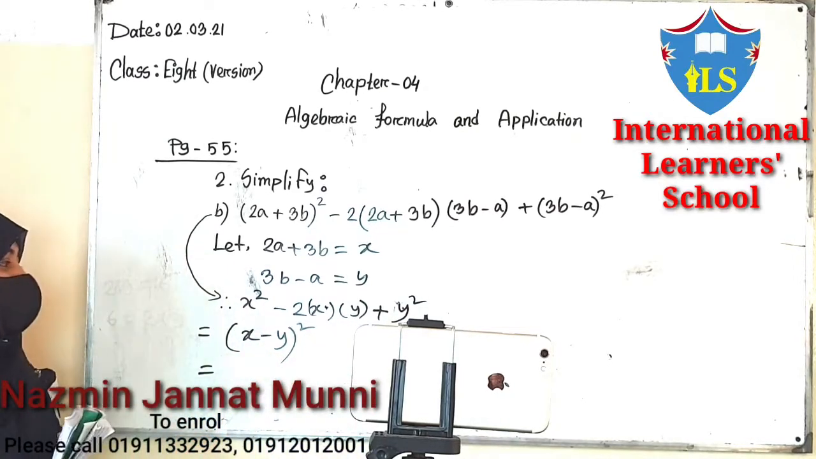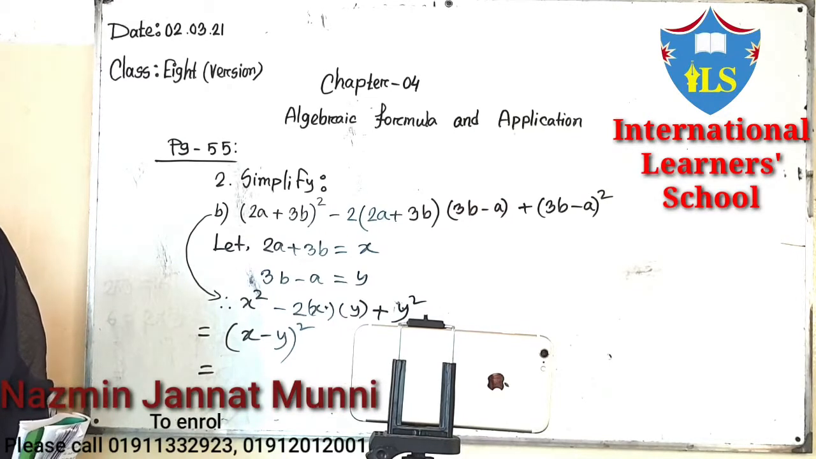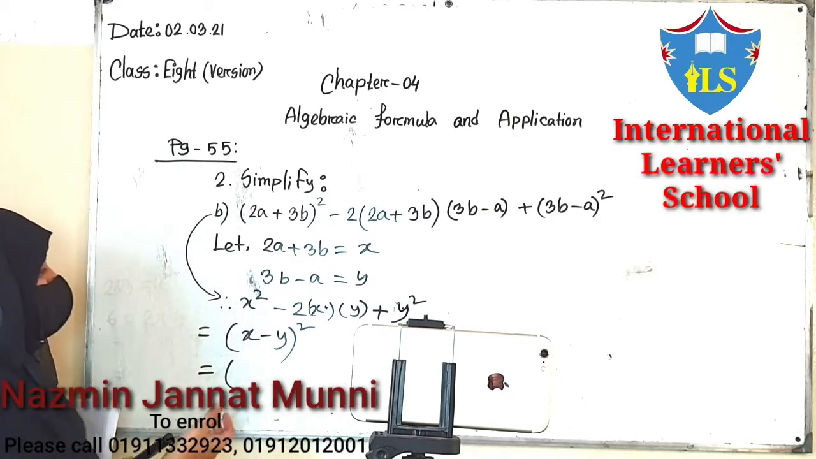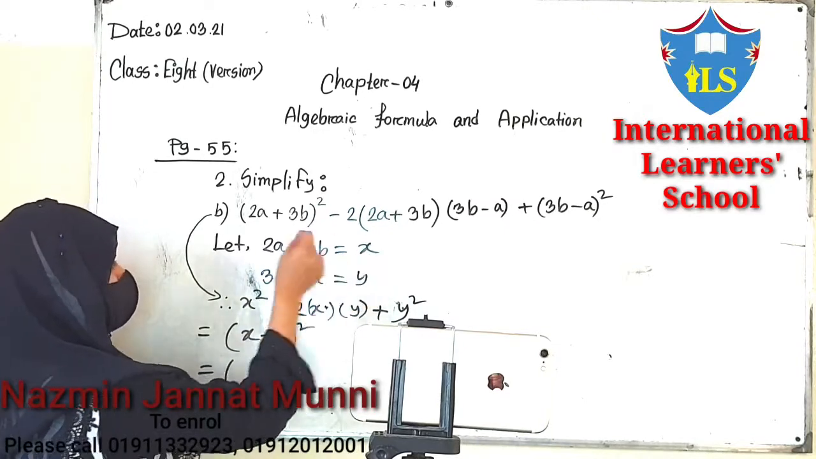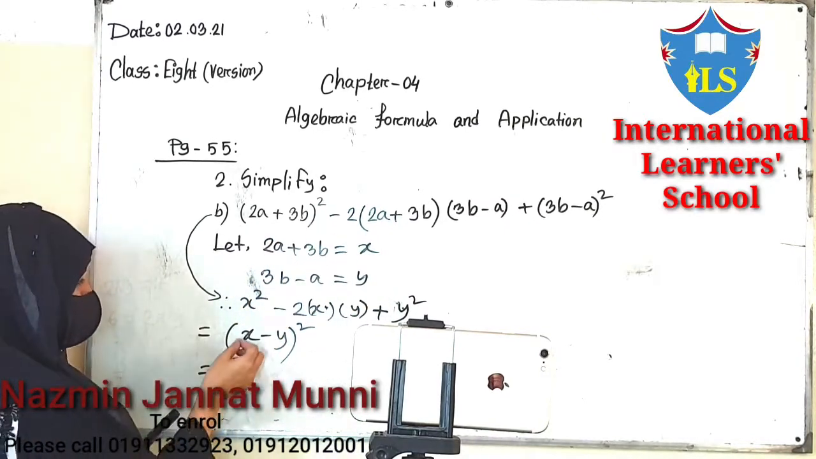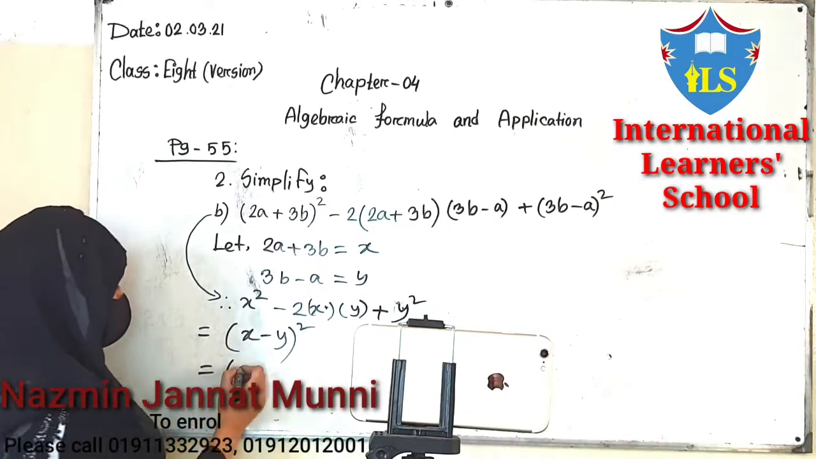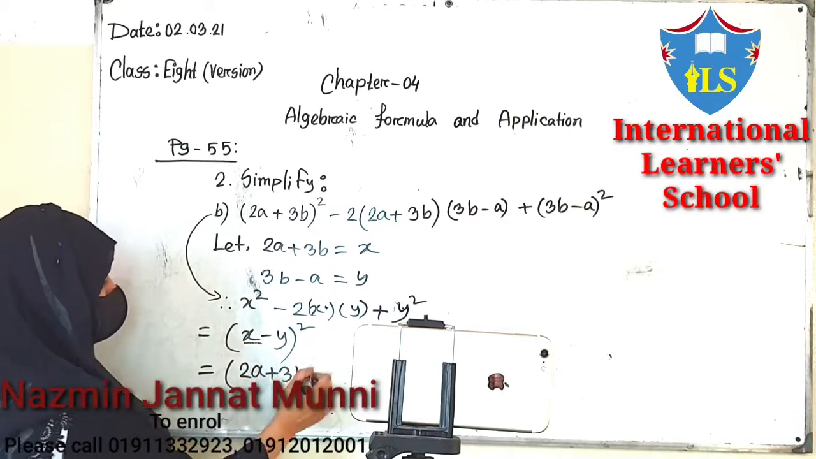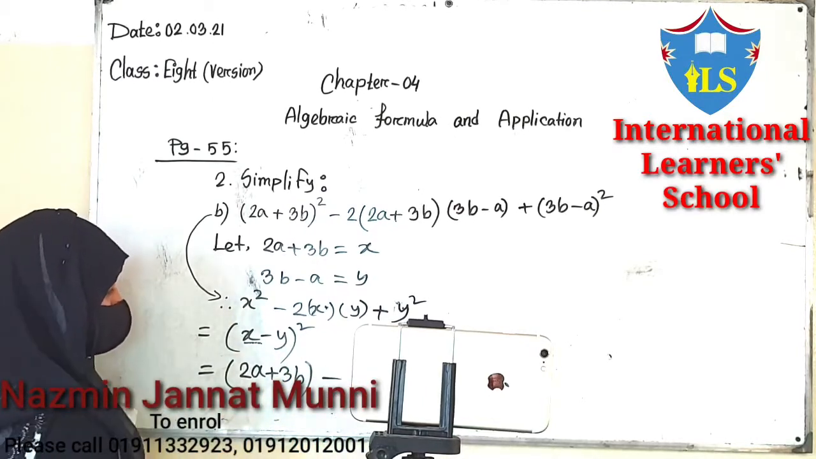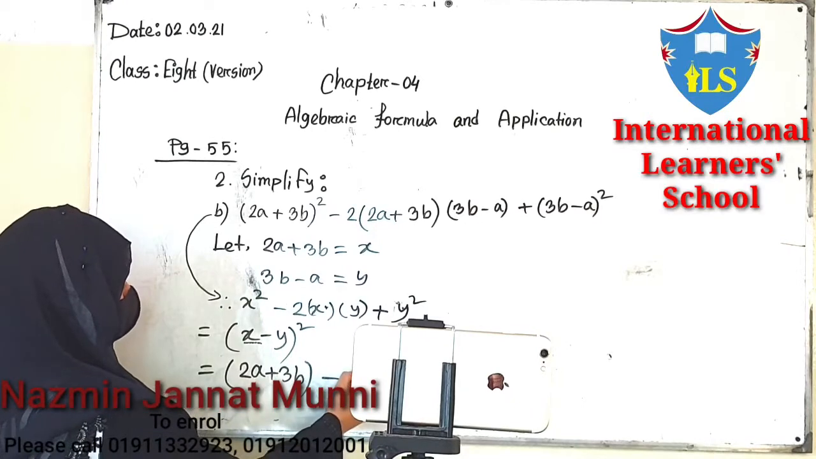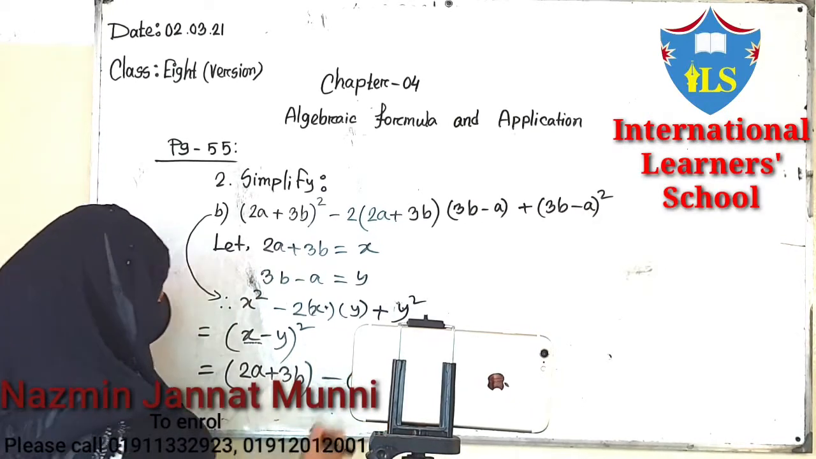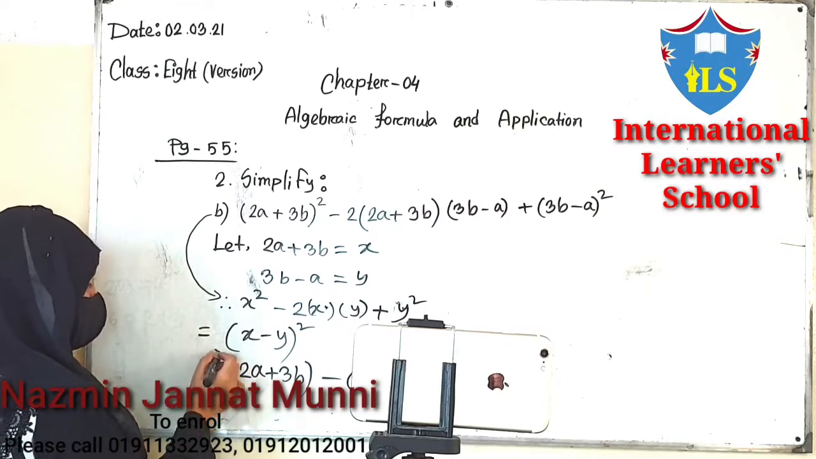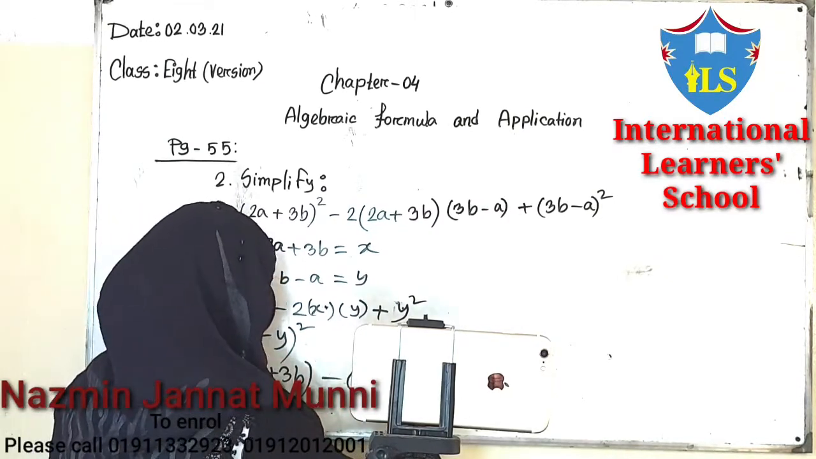Okay. Now, what should I do? Now I will put the value of x. The value of x is 2a plus 3b. So in the place of x I will write 2a plus 3b. Then here is a minus sign, and in the place of y, what will I write? 3b minus a. Here is whole square. So I will use which bracket? The second bracket, because I have already used the first bracket. That's why I use the second bracket and square sign.